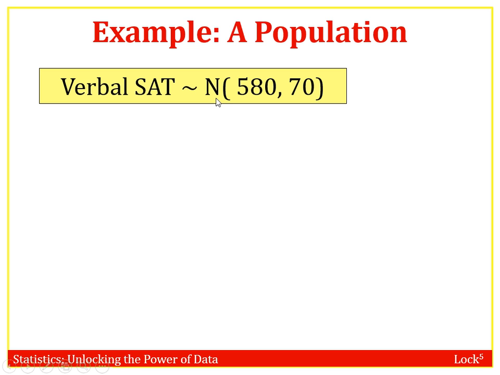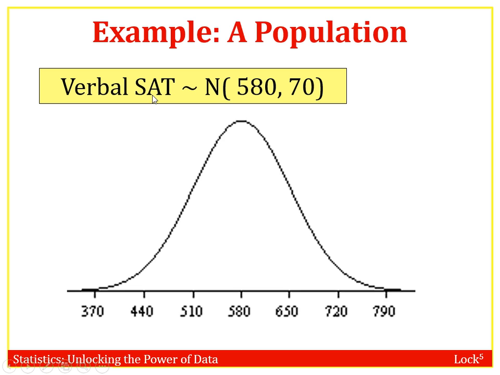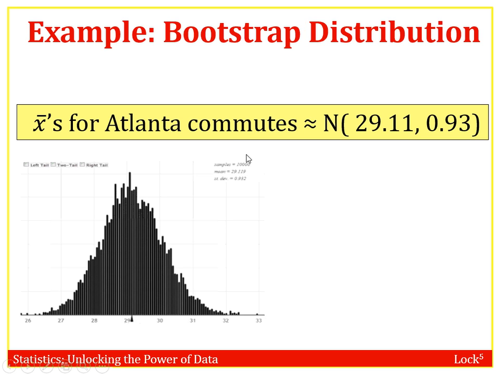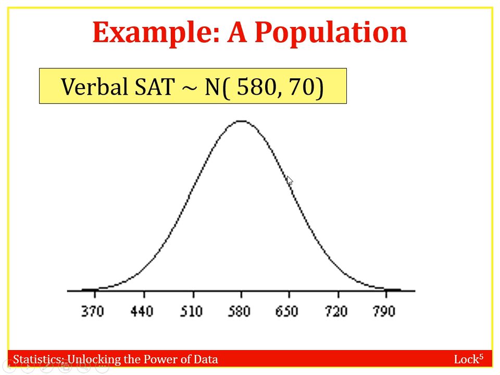So because we have this N with the parentheses afterwards, this is our mean, this is our standard deviation of the verbal SAT scores. So our mean would be directly here in the center. 70 is how spread out the data is. So if I go over 70 units, 70 under this would be 650. This would be 1 standard deviation to the right. This would be 1 standard deviation to the left.